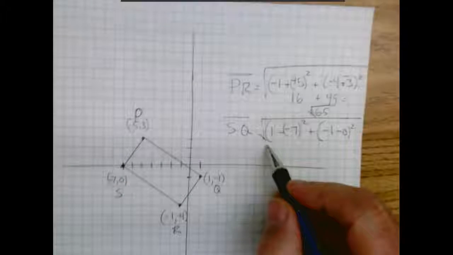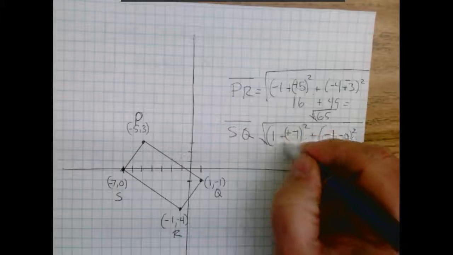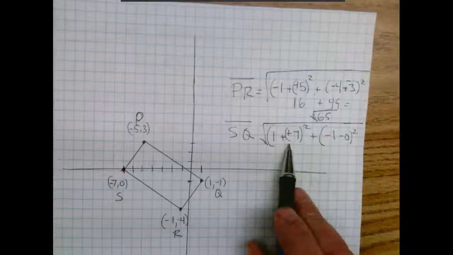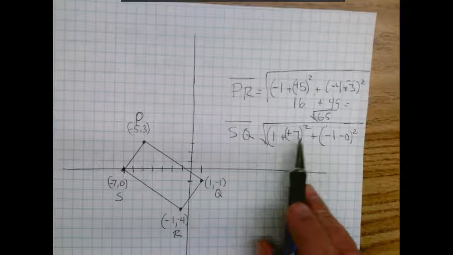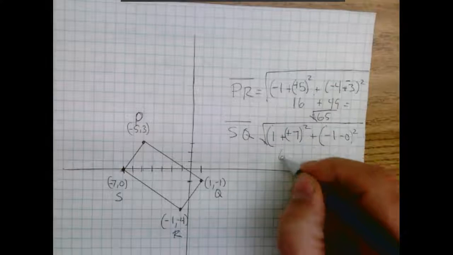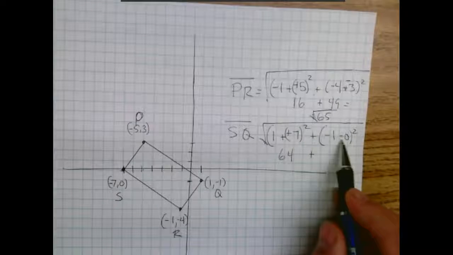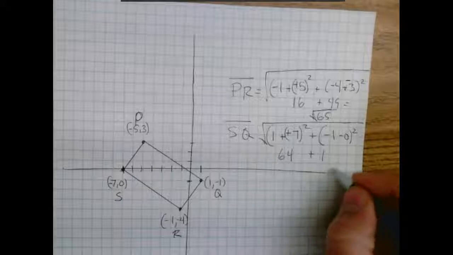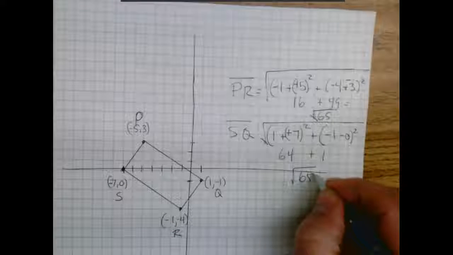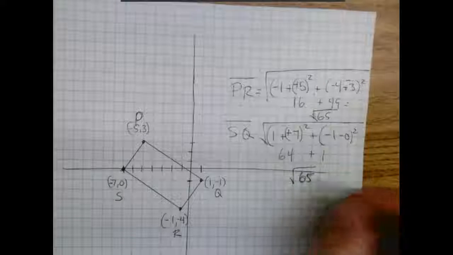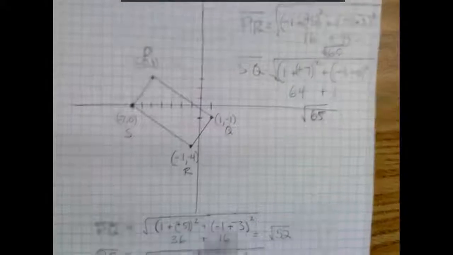So we have 1 minus a -7, so we change the sign and we add. It's going to be 8 squared. That's 64. And then it's going to be -1 minus 0. It's going to be 1 squared, 1. So it's going to be the square root of 65. So that's good. So here we've compared the sides are the same.